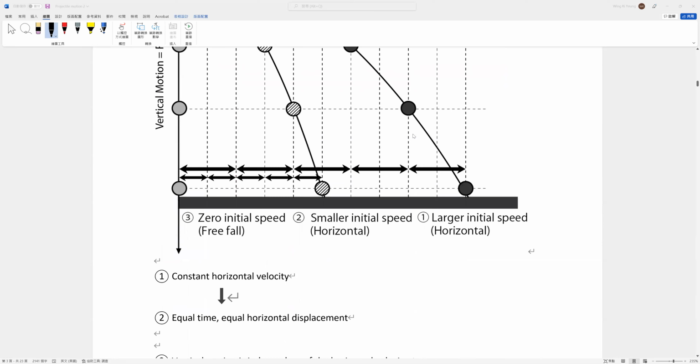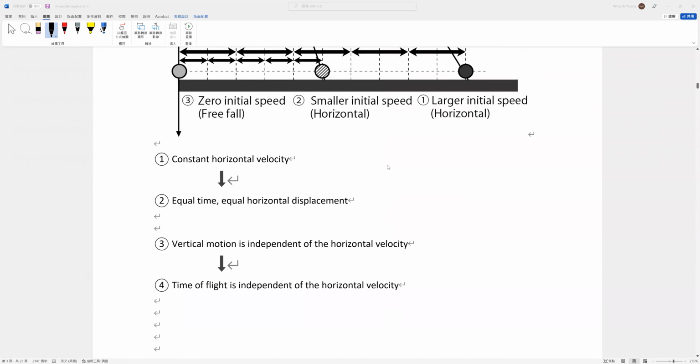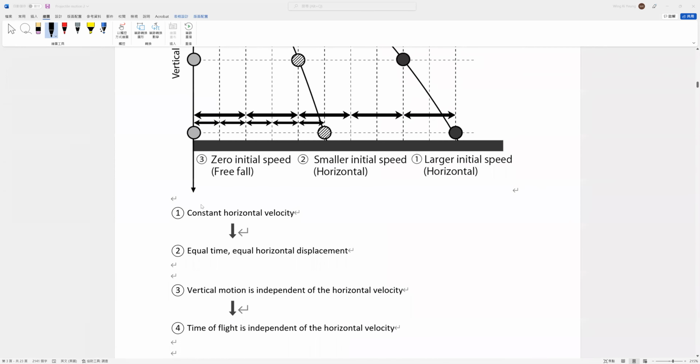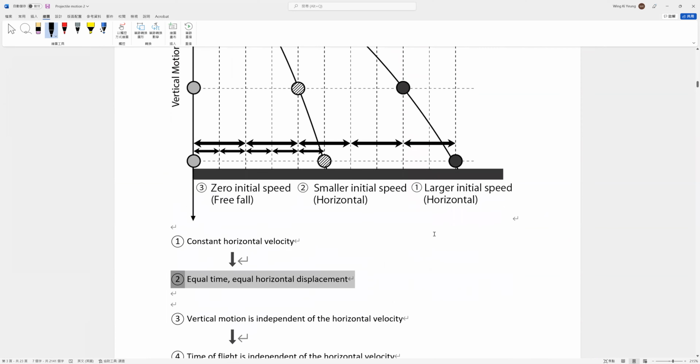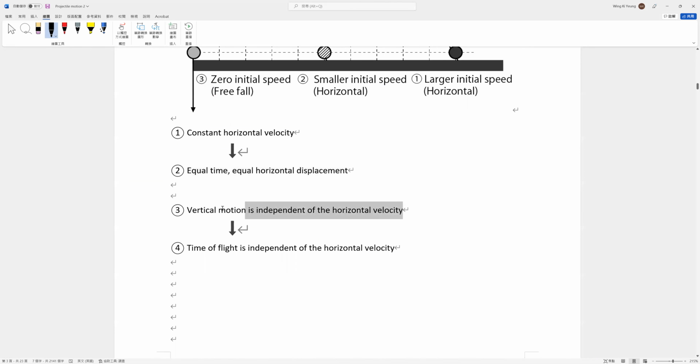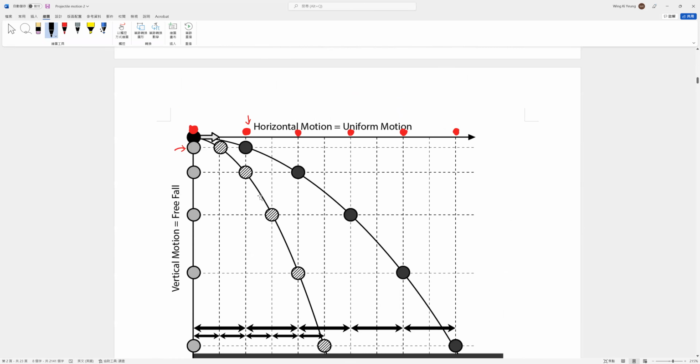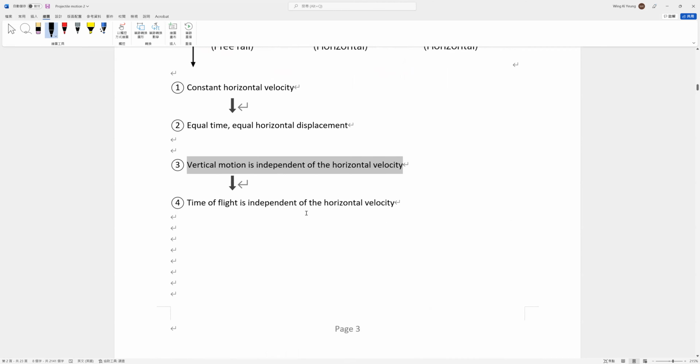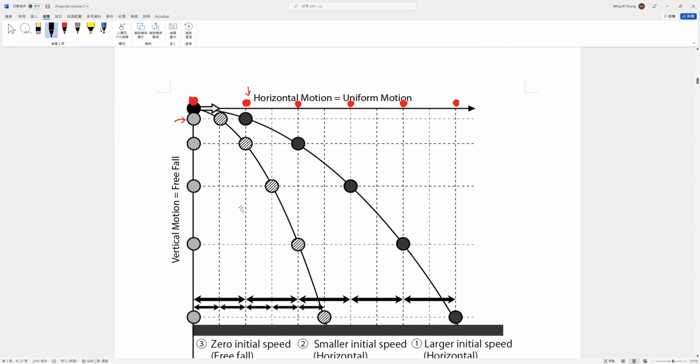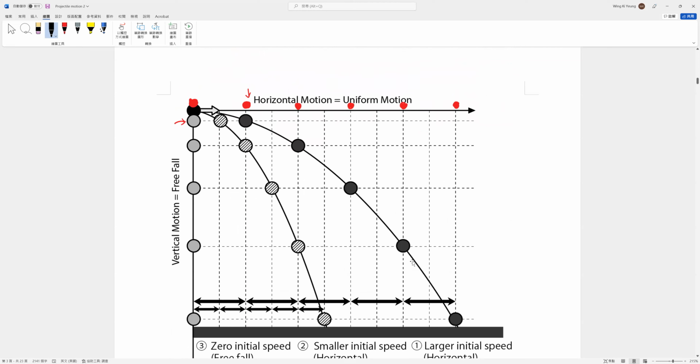Now let's take a look at the summary here. In this case, we know that the horizontal velocity is constant, and in equal time you have equal horizontal displacement. The vertical motion is independent of horizontal velocity. So you can see the black ball, the gray ball, and the shaded ball all have the same vertical motion. And the time when these three balls hit the ground is the same.